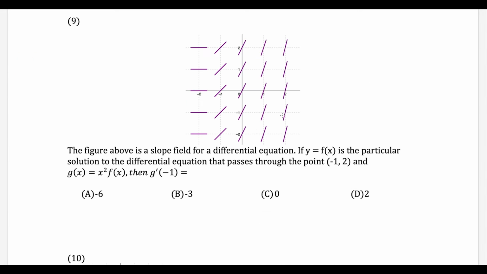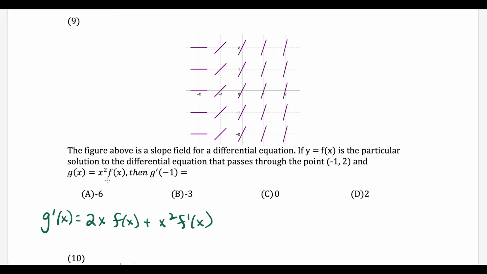So question 9, we have a slope field, and we're told that y equals f of x is the particular solution to the differential equation that passes through the point (-1, 2). And then we have g of x equal to this function. We want to find g prime of -1. For this, we could start off by finding g prime of x. And for this, we have to do the product rule. This is going to be 2 times x times f of x, plus x squared times the derivative of f, which is f prime of x, like this.